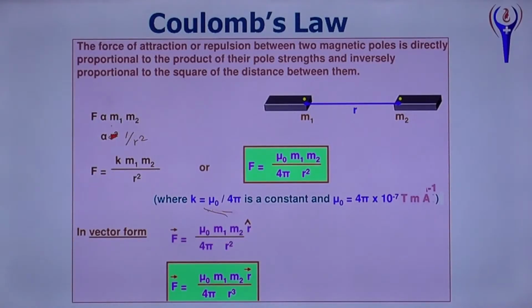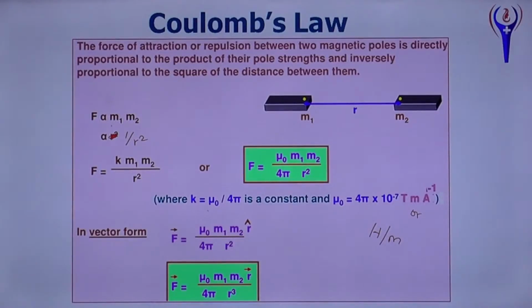Here, what is mu naught? Mu naught is called the permeability of free space or vacuum. Its value is 4 pi into 10 power minus 7 Tesla meter per ampere, T m A power minus 1. T is Tesla. Its other unit is Henry per meter. Henry per meter is the other unit. Mostly this unit is used for mu naught.